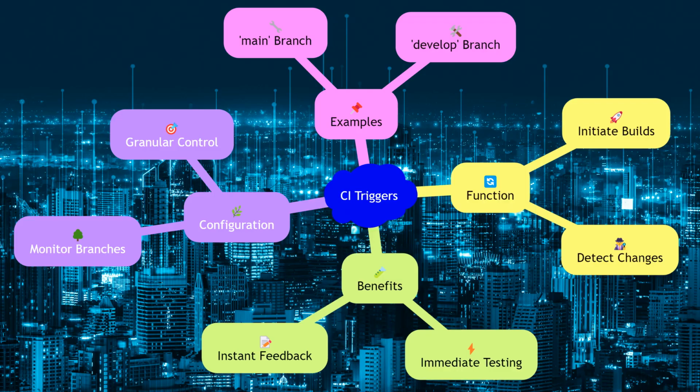CI triggers are the backbone of any CI/CD pipeline. They automatically initiate a build whenever a change is detected in the source code repository. This ensures that every code change is immediately tested and validated, providing instant feedback to developers. CI triggers can be configured to monitor specific branches, allowing for more granular control over the build process. For example, you can set up CI triggers to only initiate builds for changes made to the main or develop branches, ensuring that only stable code is built and tested.